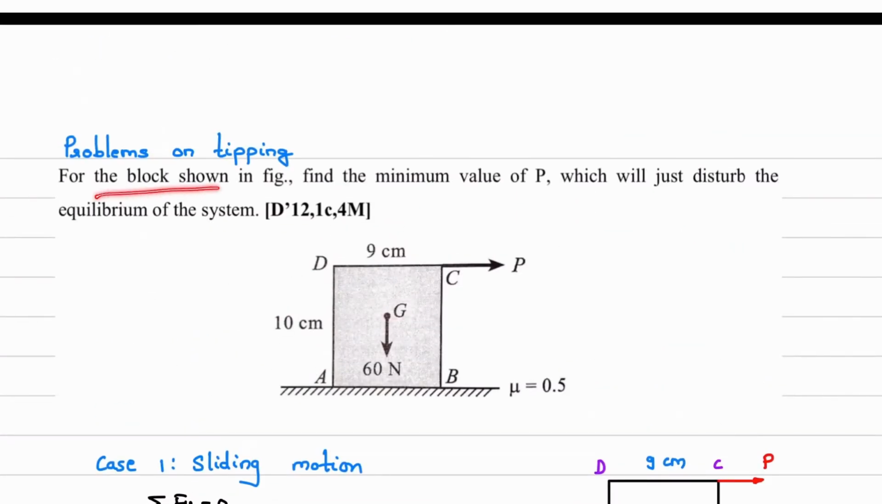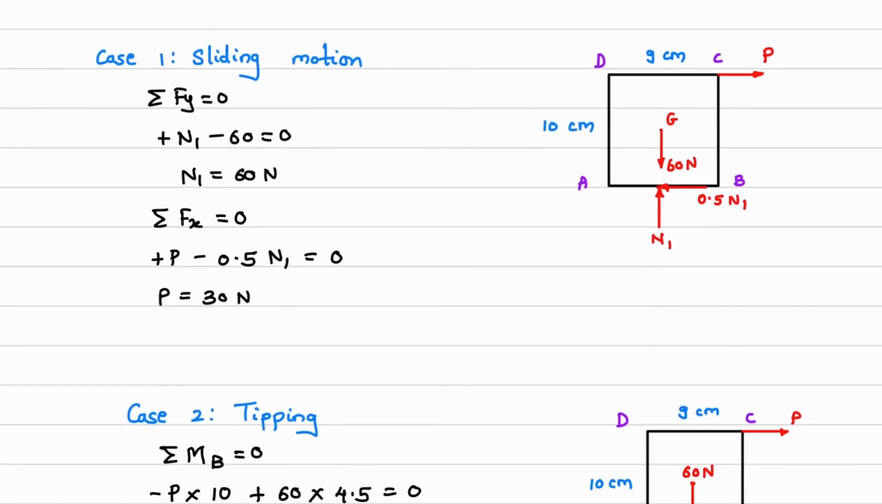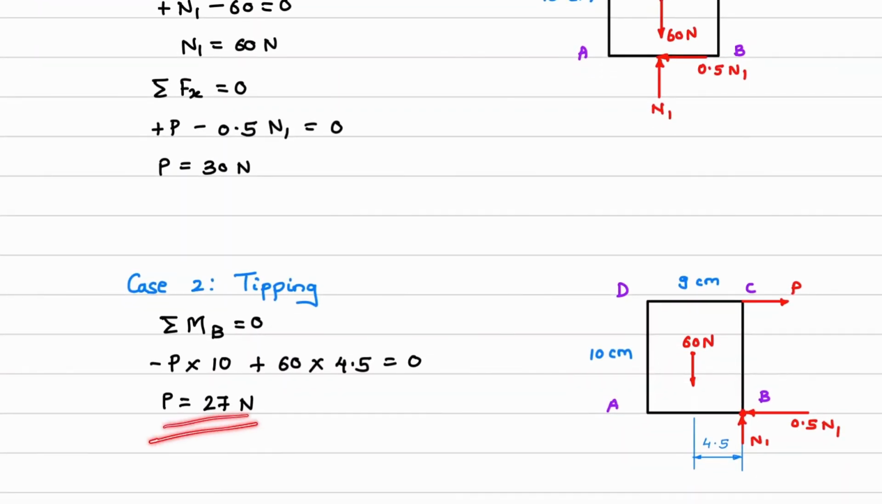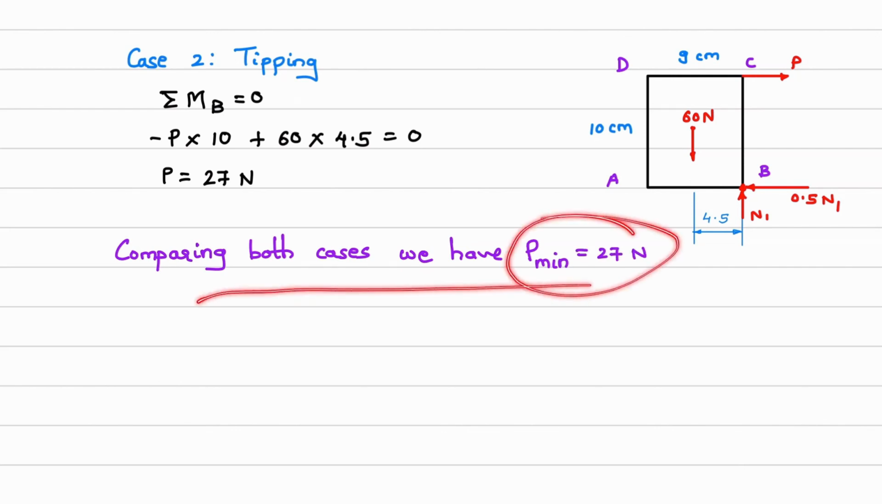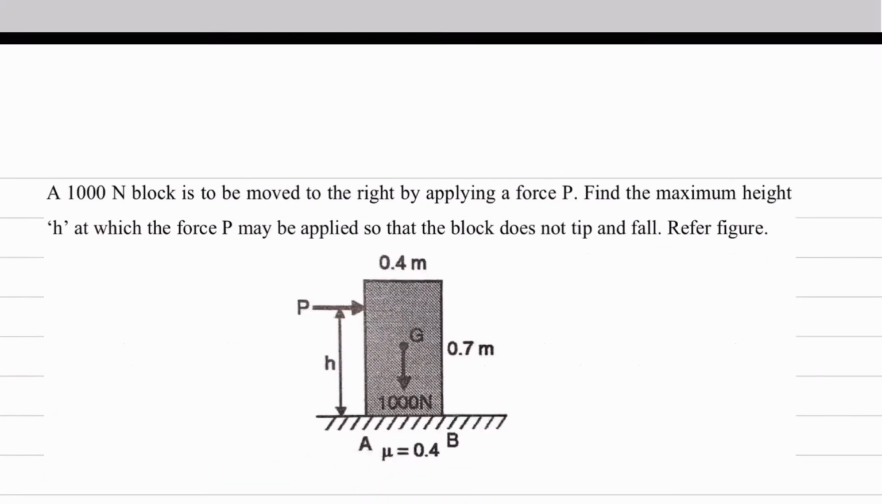Now what is asked in the question? For the block shown in figure, find the minimum value of P which will just disturb the equilibrium of the system. So what is the minimum value of P? P value is 27 Newton. So comparing both the cases, we have P in value as 27 Newton. Now the next question you can try on your own.